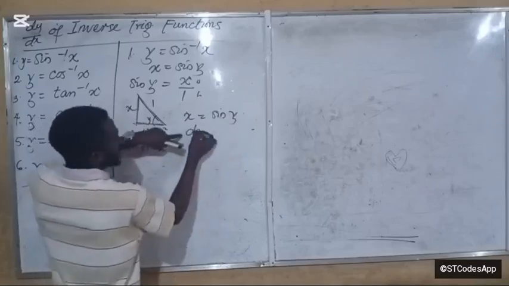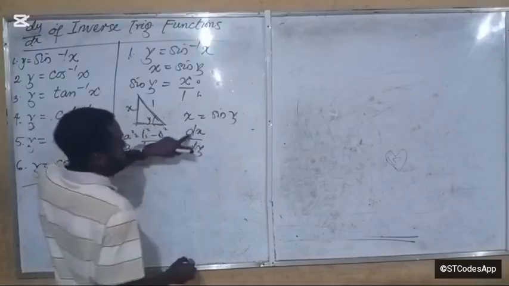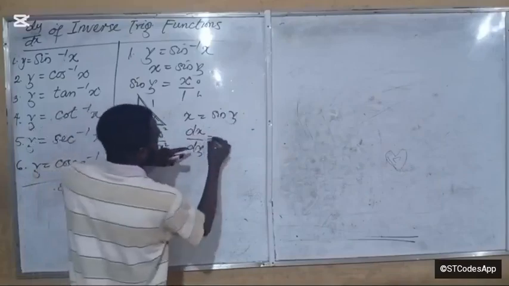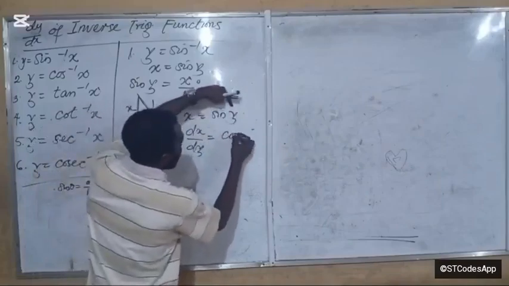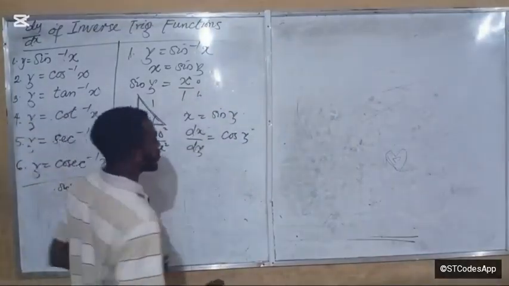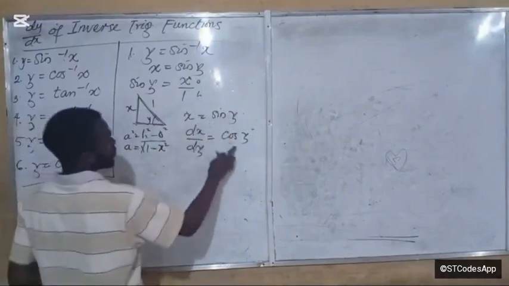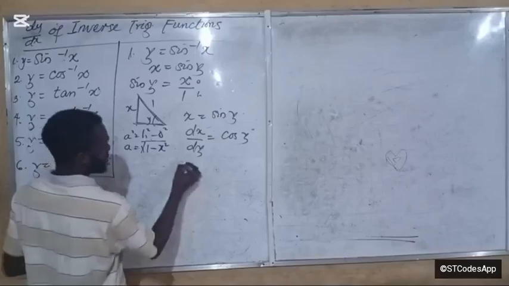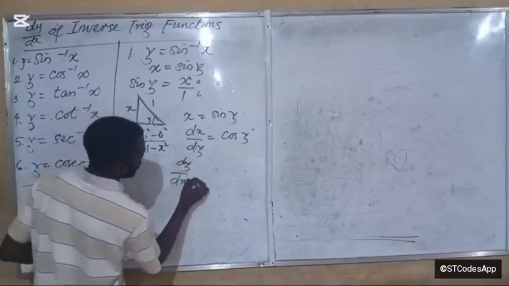Since x is equal to sine y, we can differentiate x with respect to y, and this becomes cos y. You know that the derivative of sine y is cos y. So if that be the case, then dy/dx is equal to what?